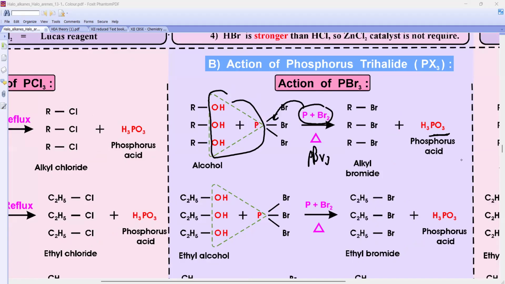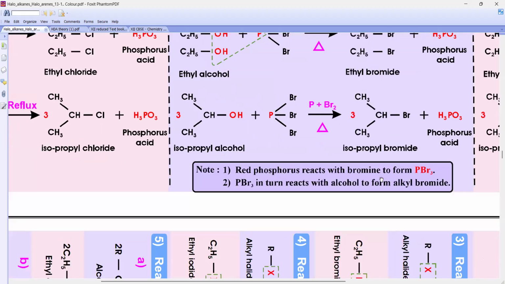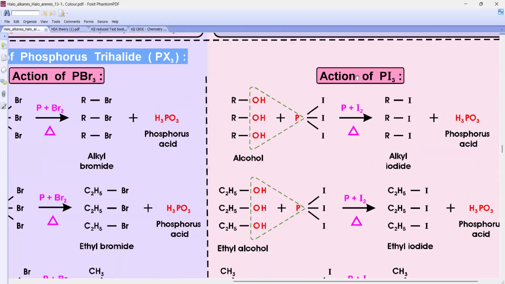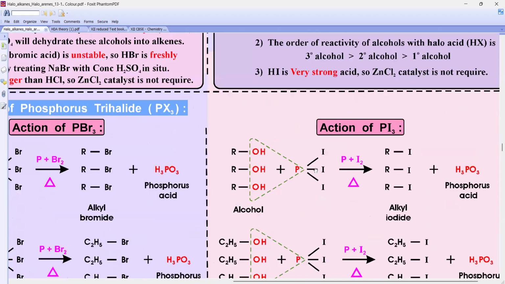The same thing will happen with PI3. PI3 is highly unstable, right? So again, PI3 will also be prepared freshly. So look, I have written here, okay? Red phosphorus will react to form PI3. Now I have taken maybe PI3. Look, any difficulty till here? So we have done PCl3, PBr3 and PI3, and we are still using alcohol.